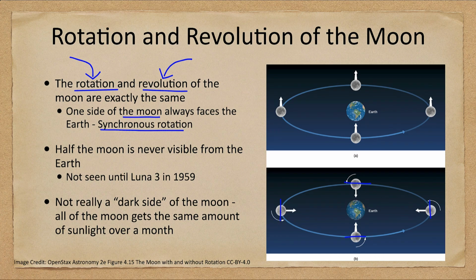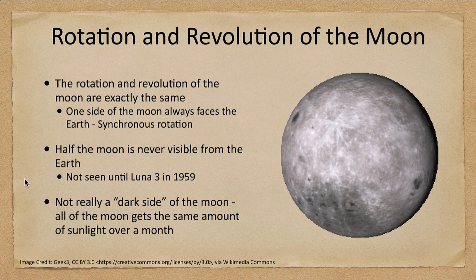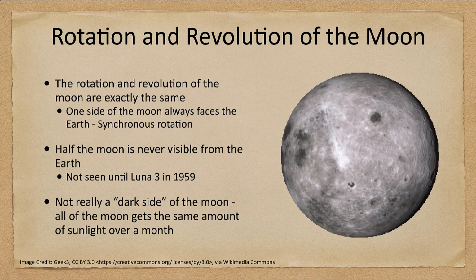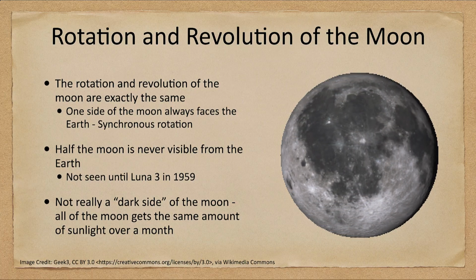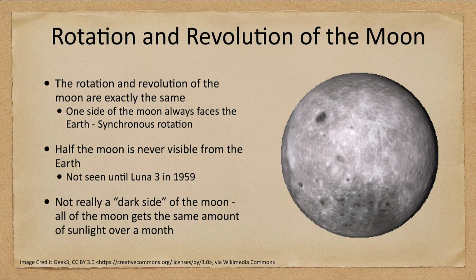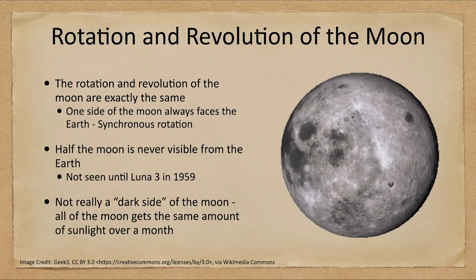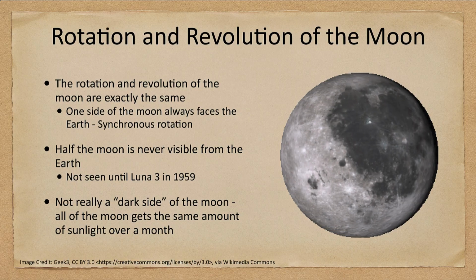So let's look at an animation here to look at the rotation of the moon. Let's look at our moon, and we start with the side we're used to seeing, and then we'll see the other side, what we call the far side of the moon. It's not really a dark side. Sometimes it's dark, sometimes it's light. It just depends on the specific timing of the month. But each side of the moon will get the same amount of sunlight over the course of a month.